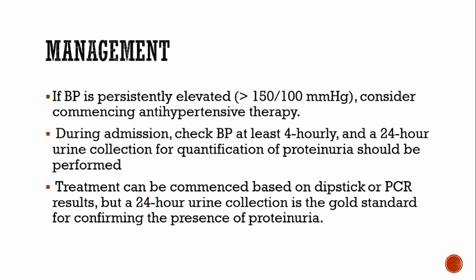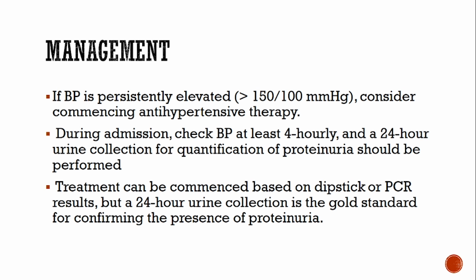If the blood pressure is persistently elevated, more than 150/100, consider commencing antihypertensive therapy. This is very, very important. A patient that is coming to you in the clinic with persistently elevated blood pressure of 150, please consider antihypertensive therapy. Then during admission, check blood pressure at least 4 hourly, and do a 24-hour urine collection. We said that the gold standard for quantification must be done and should be performed. Treatment can be commenced based on dipstick. Remember what we said about dipstick? It's either automated, or when automated is not available, please use the qualitative one, the normal dipstick that we use in most hospitals. And remember again, we talked about the challenge of 24-hour urine protein collection as regards the timing. So spot urine can be done. And of course, all the things we said, we're just trying to summarize everything now.